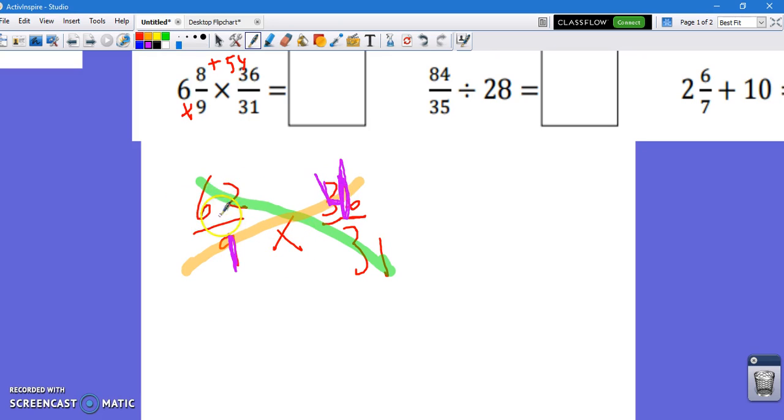Okay? Now I can go and try to find a 62 and a 31, but I'm not gonna. Why? Because 62 is an even number and 31 is an odd. So it could reduce, but it's going to take me forever to try to find that. So I'm just going to go ahead and try to multiply it straight across and see what happens.